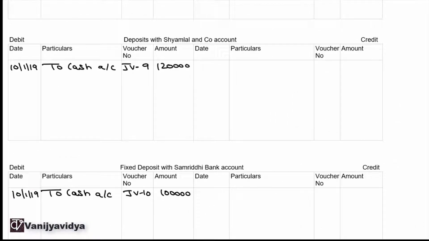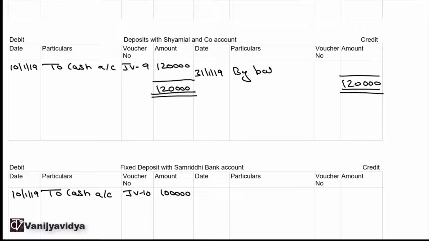Deposits with Shamlal and Company account. Total of debit is 1,20,000. There is no entry on the credit side, so we take a total of 1,20,000 on both the sides. Then on the credit side, 31st Jan 2019, by balance carry forward 1,20,000. On 1st Jan 2019, to balance brought forward 1,20,000.